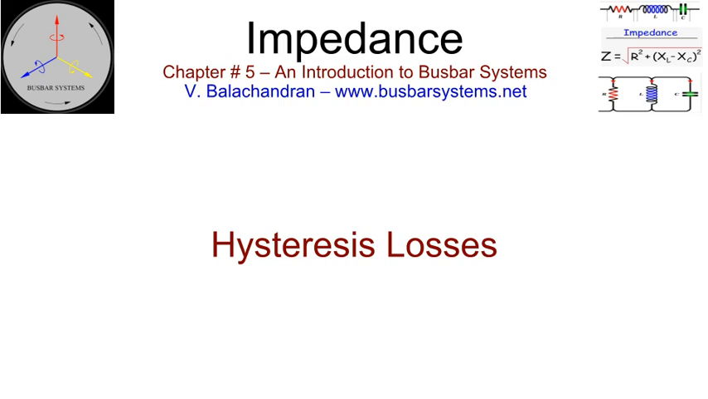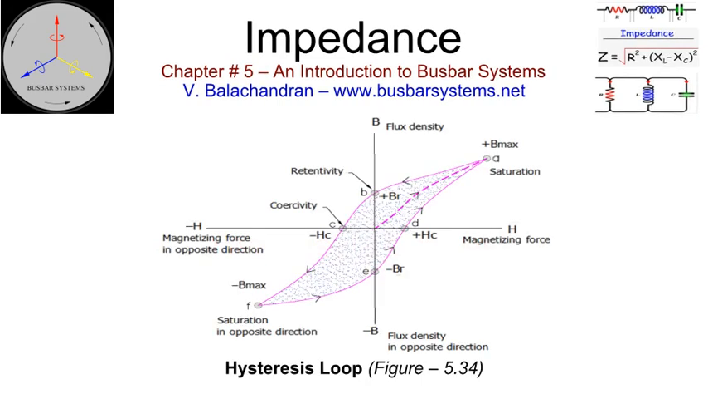The energy loss is proportional to the frequency and maximum flux density to the power of Steinmetz constant. Steinmetz constant varies between 1.5 to 2.5 and it is 1.6 in case of steel. The relationship between the magnetizing force H and flux density B is shown in a hysteresis loop. It is often referred to as BH loop. The locus of the tip of the loop, for various magnitudes of the magnetizing force, is called a hysteresis curve. The area of the hysteresis loop quantifies the energy required to complete a full cycle of magnetization and demagnetization.